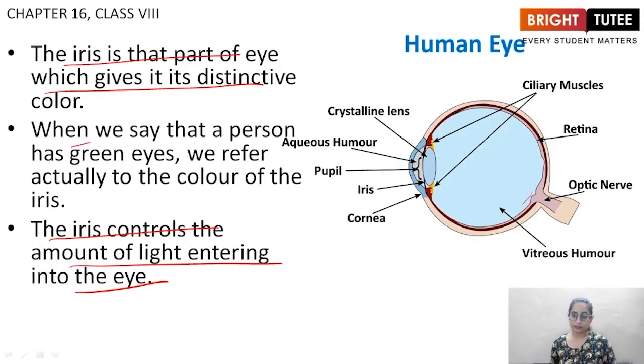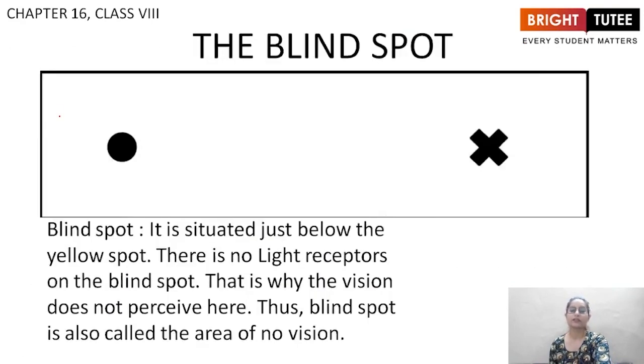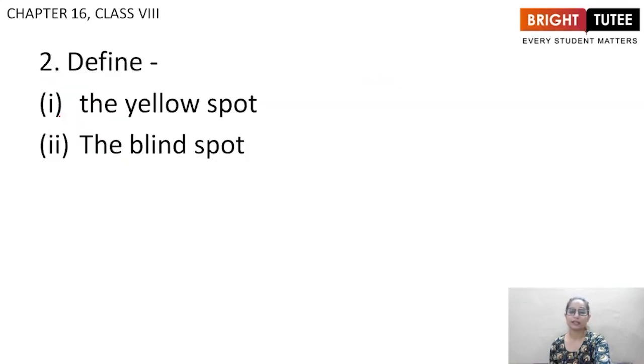Then retina is the screen on which the image is formed. Once light enters from an object, the image is formed on the retina, right? This retina then sends a signal through the optic nerve to our brain, which processes that what we are seeing is this kind of an object, right? So these are the parts of human eye with the diagram.